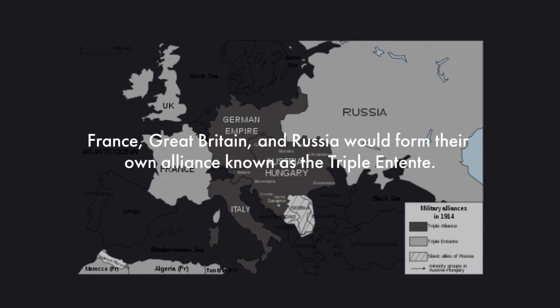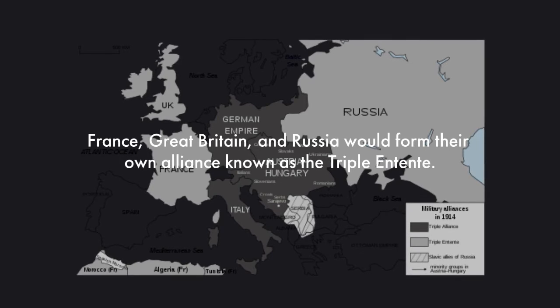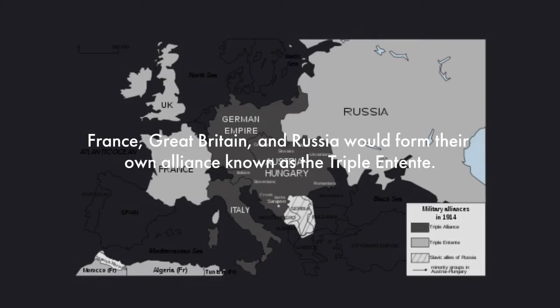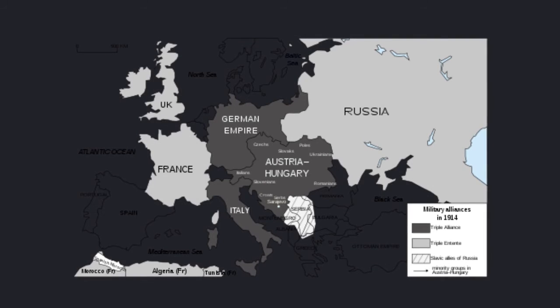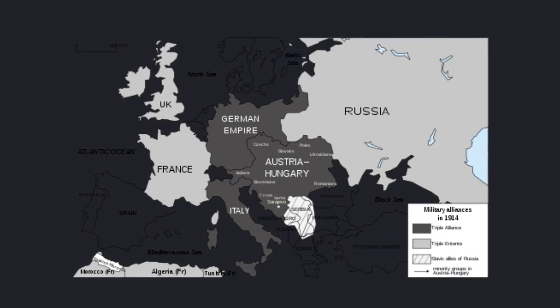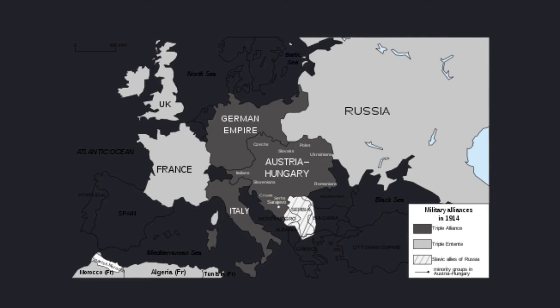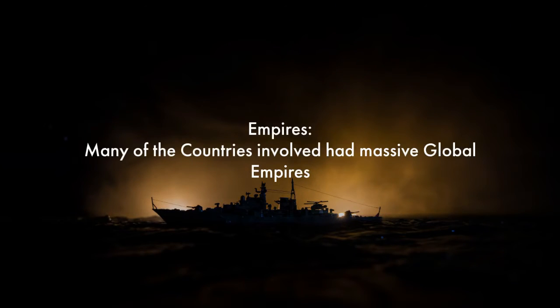Italy would later join the Triple Entente in 1915, as well as the United States later in 1917. While alliances grew as the war progressed, it's important to note that the three countries that existed in each alliance at the start of the war are still what ignited the global conflict.